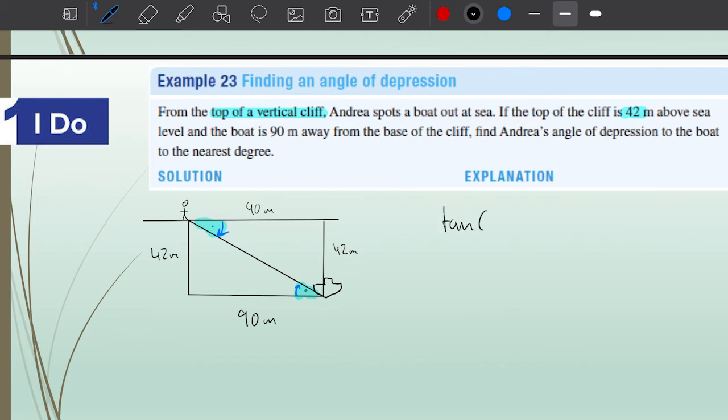So we're using tan theta equals, sorry, that should be opposite, 42 over 90. See, I didn't write down my O, A and H and I made a mistake. That's why it's always good to write those down. Now we need to do tan to the minus 1. We put it in our calculator. Tan minus 1, 42 over 90. The answer is 25.0168. We're answering to the nearest degree, so it's 25.